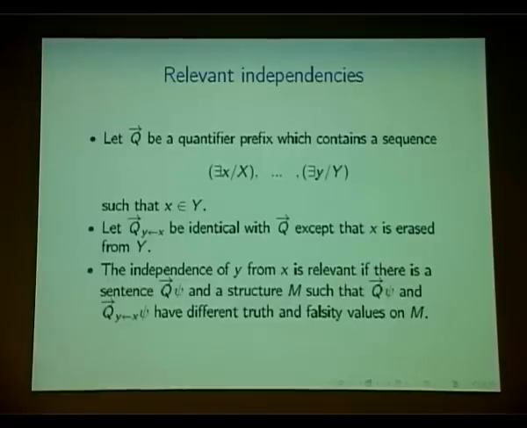So what is a relevant dependency or independence? The only way we managed to find is to study prefixes of existential quantifiers and universal quantifiers. We know anyhow that IF logic has a prenex normal form. And so first of all, we had to define what is sort of relevance of independence.